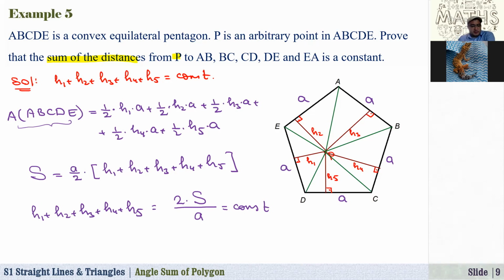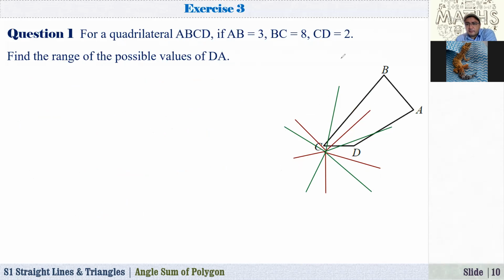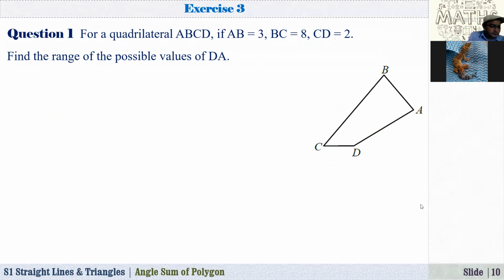Let's say for the examples part, now we also solve some questions from Exercise 3. Question 1. For a quadrilateral ABCD, AB is equal to 3, BC is equal to 8, CD is equal to 2, and find the range of the possible values of DA.